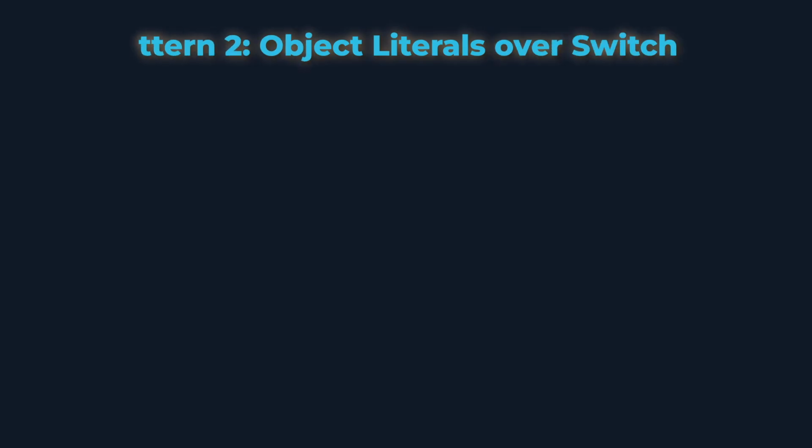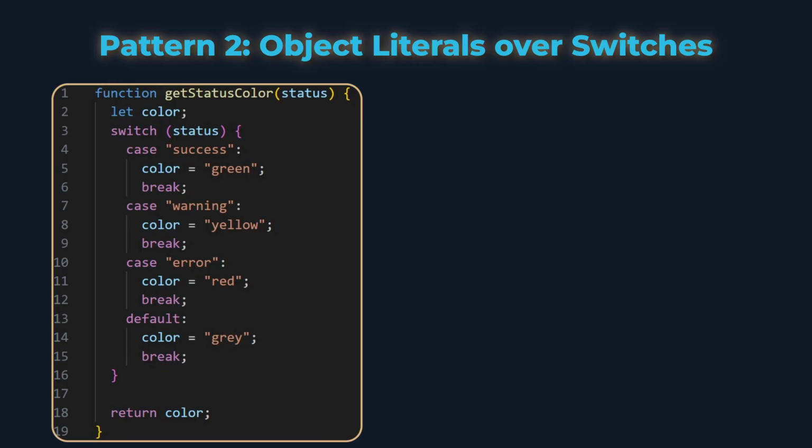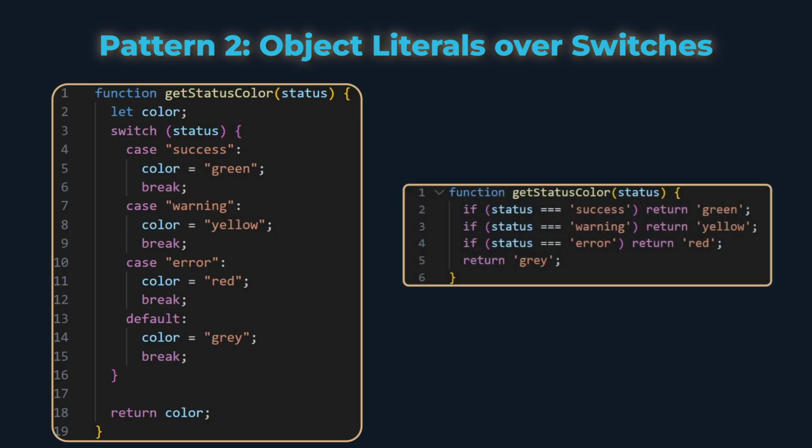Pattern 2, replacing the infinite switch. If you have a switch statement or a massive if-else chain to get a single value, you're doing too much work. Let's say we are getting the color for a status badge. It's okay, but it's repetitive. In 2026, we use object mapping.